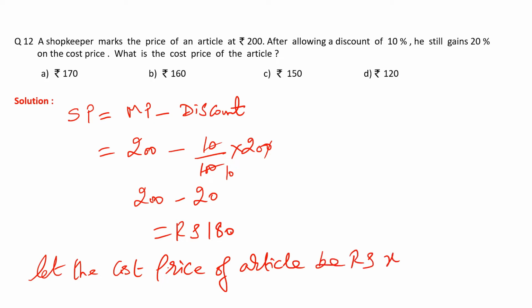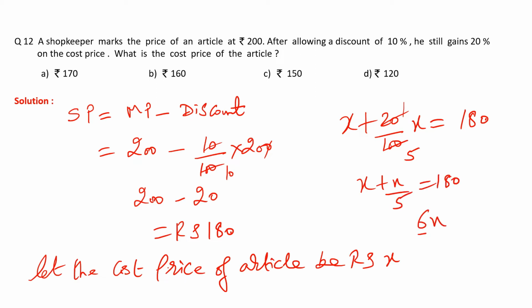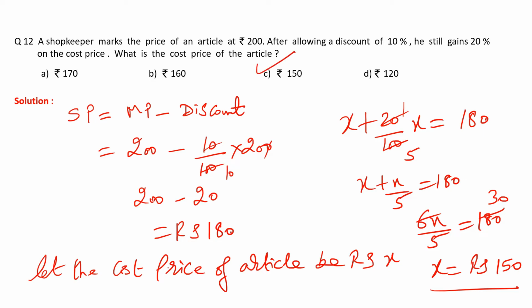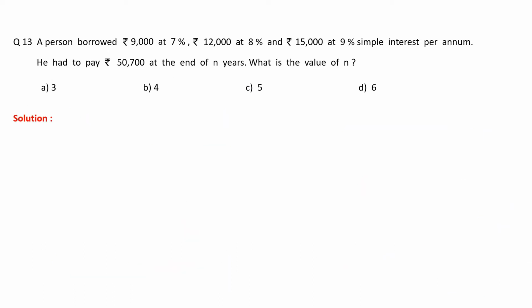Fine. So now he's saying he still gains 20% on the cost price. So that means X plus 20% of X will be equal to 180, because 180 is the selling price. So just do the basic calculations. You get 6x upon 5 equal to 180, or X is equal to 150. So that means 150 rupees is the cost price of the article. So hence C option is the correct one. Now we move to the next problem.